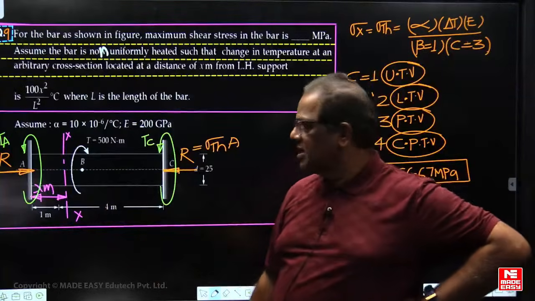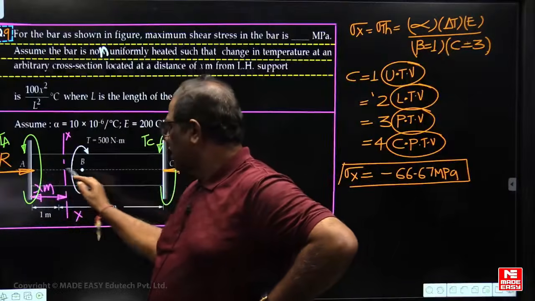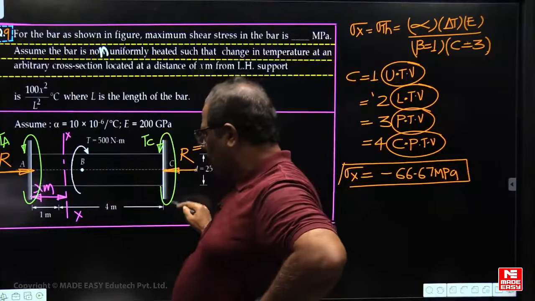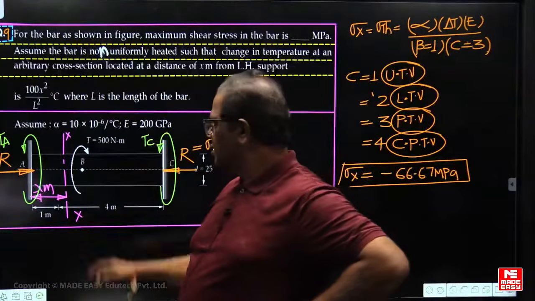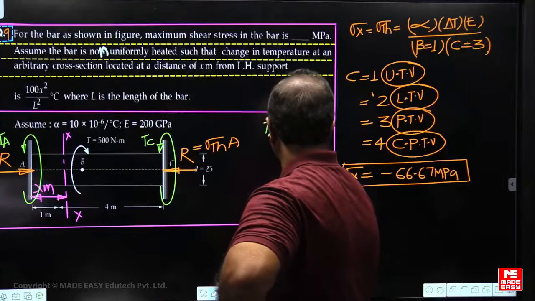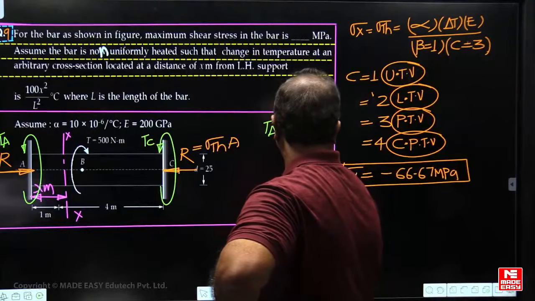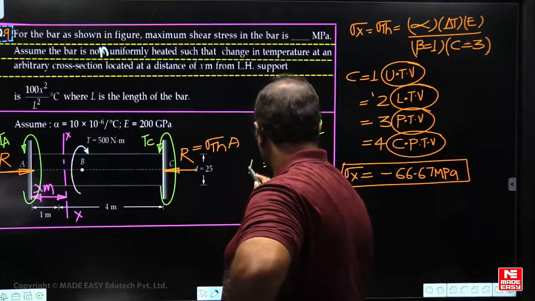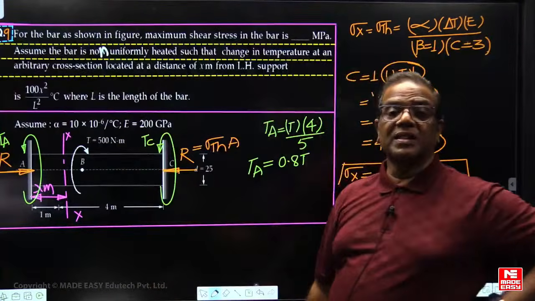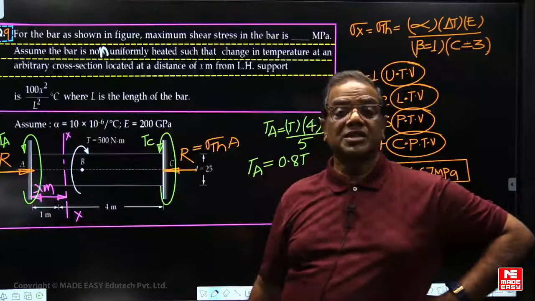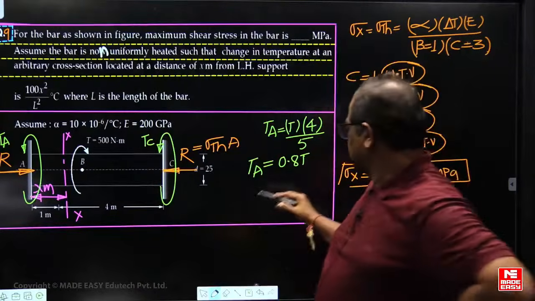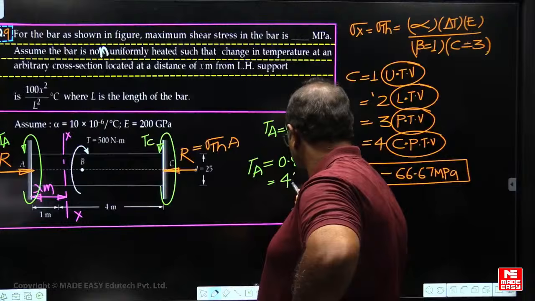When GJ is the same, but the TA and TC are in opposite direction, then this should be taken as plus, multiplied by the distance from the other support, T into 4 upon the distance between the supports. So TA is equal to T multiplied by 4 by 5, so this is 0.80. But this method is valid only when GJ is the same, torsional rigidity is the same. Otherwise, you can go for the general method, theta 1 plus theta 2 equal to 0. So this will be 400 Newton meters.